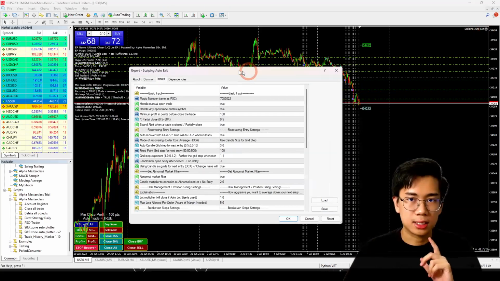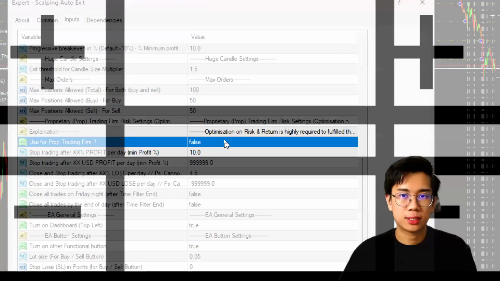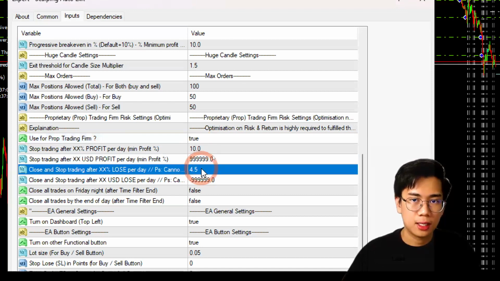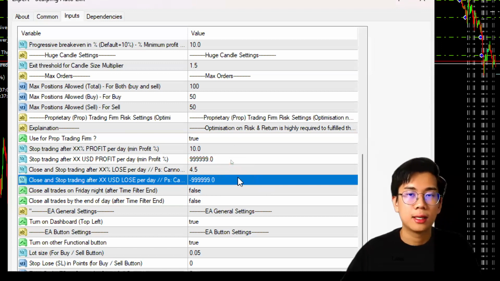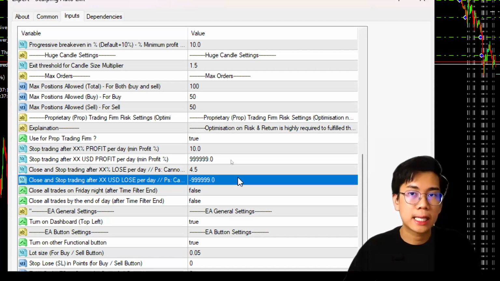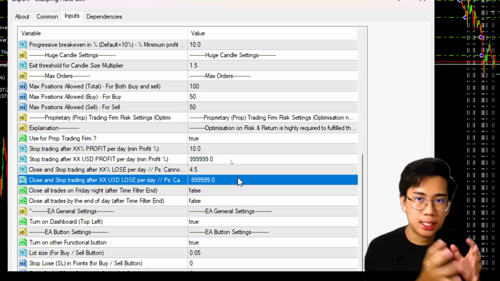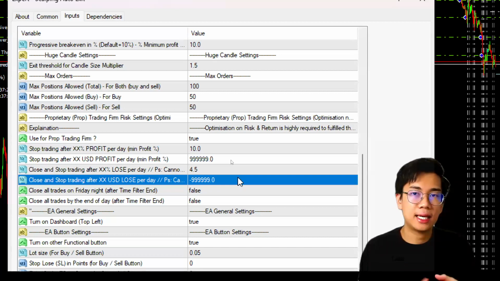Now, this is a super important setting, which is here, the prop firm trading risk management. It works like this. First of all, you set it to true. The last two settings are important, where you tell the robot how much percentage you are willing to lose per day. Meaning, in a day, how much you can afford to lose in percentage or dollar amount. For example, a standard trader in a day is losing about 5% to 10%, which is super high risk already.